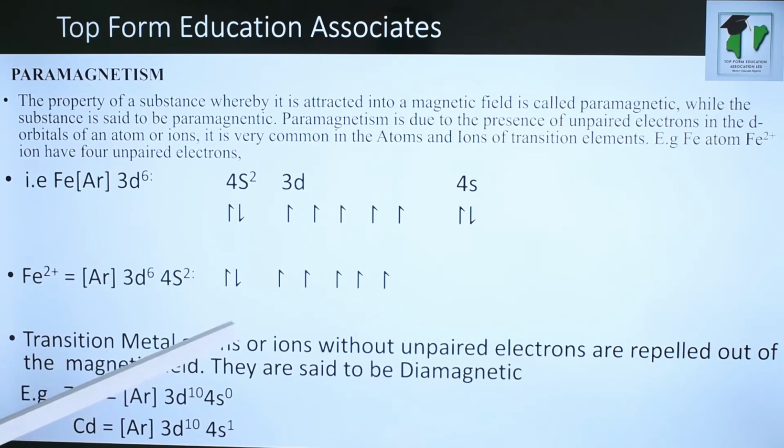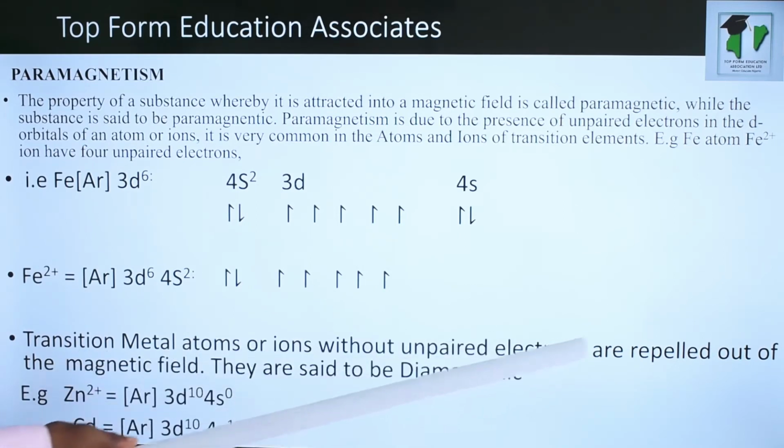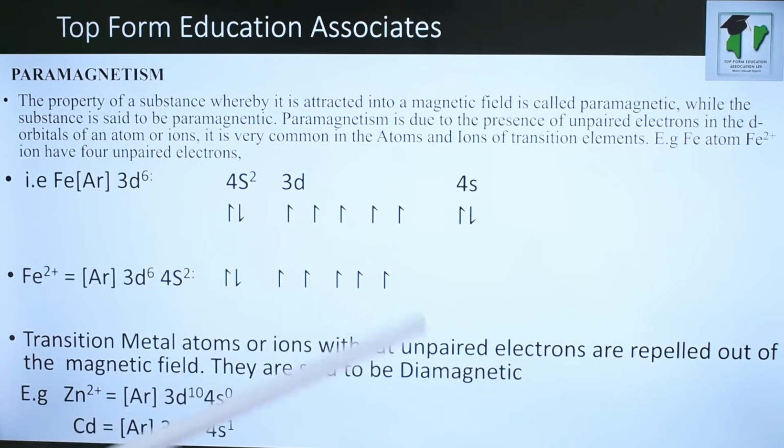Transition metal atoms or ions without unpaired electrons are repelled out of the magnetic field. They are said to be diamagnetic. So because they have paired electrons, they are diamagnetic. Diamagnetism is the opposite of paramagnetism. So when we have unpaired electrons, paramagnetism occurs. But if there are paired electrons, diamagnetism is said to occur.